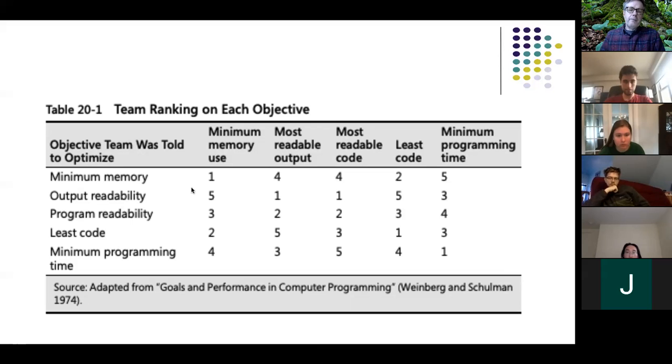Output readability, maybe we don't care so much about memory, but now we care about readable code and readable output, and so on, right? You can see this is like a landscape. We're making choices, and choosing one thing to be important, like the least amount of code, means maybe we don't optimize for some of the other things.